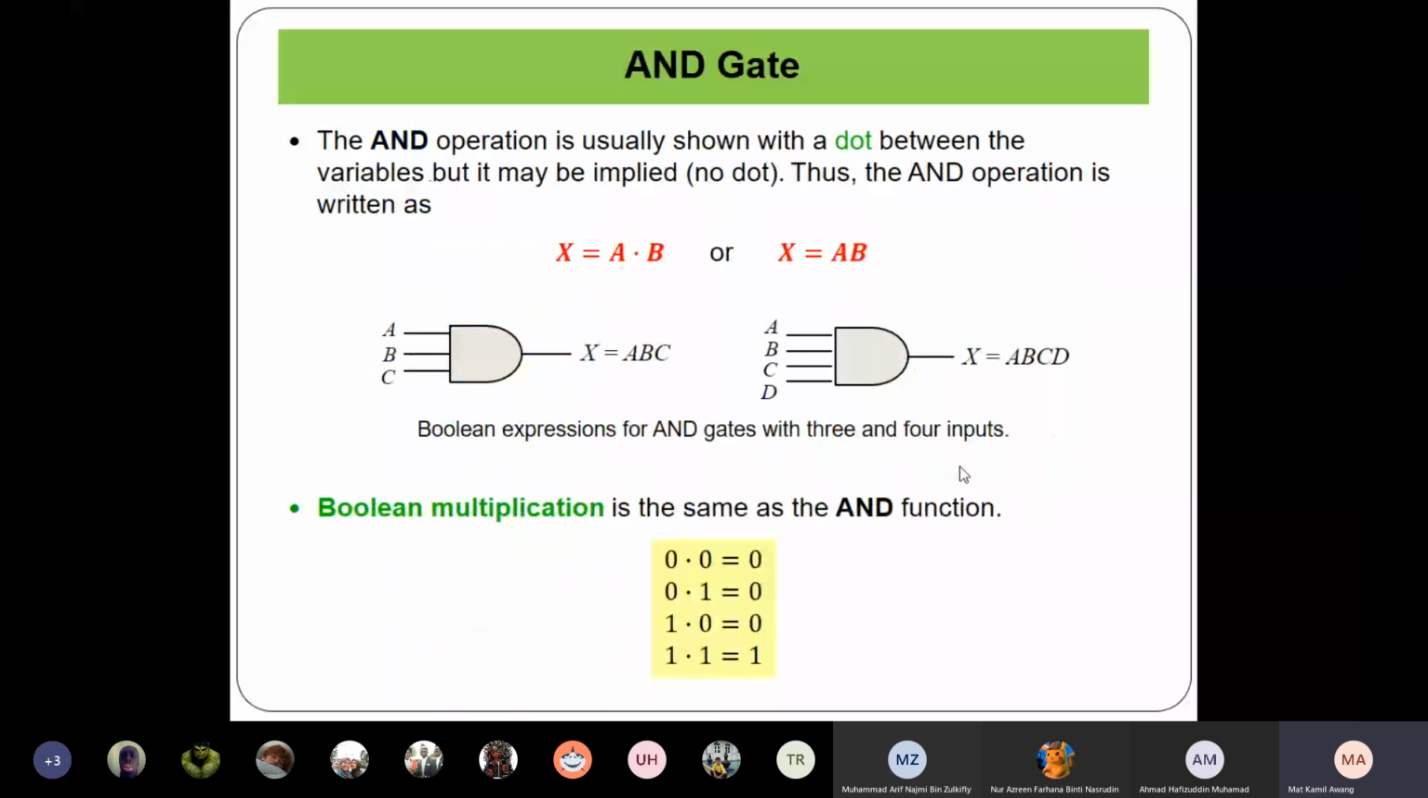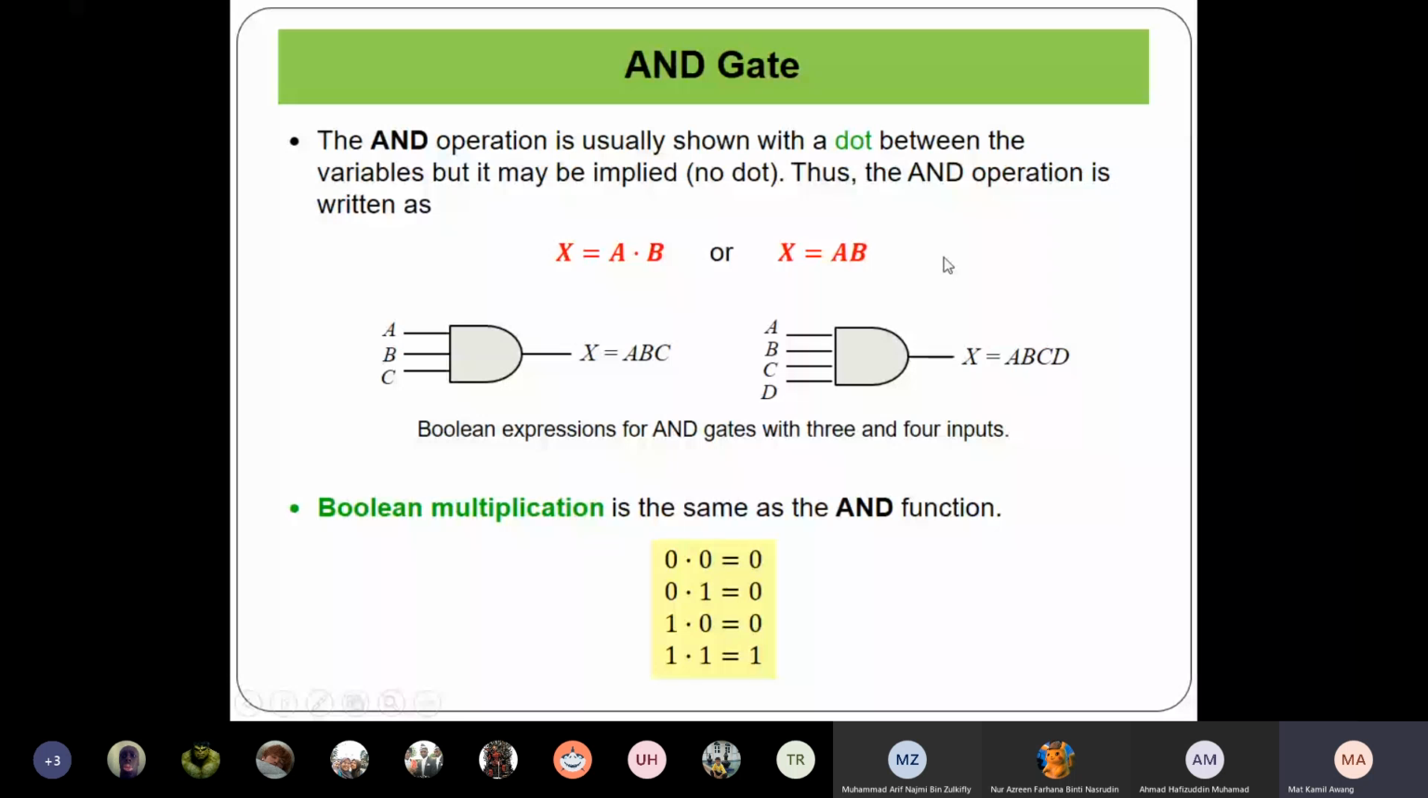So this is actually for AND gate of more than 2 inputs. The AND operation is usually shown with a dot between the variables, but it may be implied. So if you don't have a dot, it also means AND here. X is equal to A dot B, or X is equal to AB. So it can be written in both ways. Normally, I prefer this. This is how I write actually. I rarely use this. I normally use this.